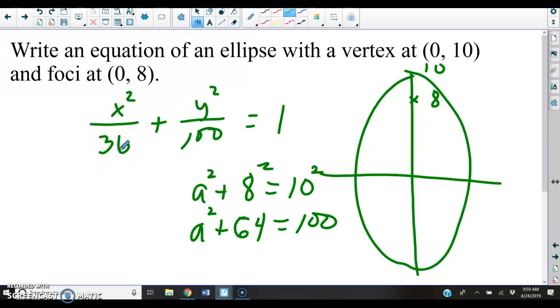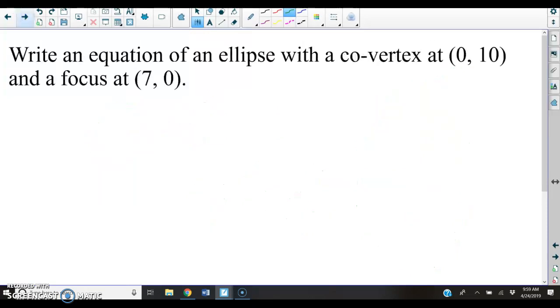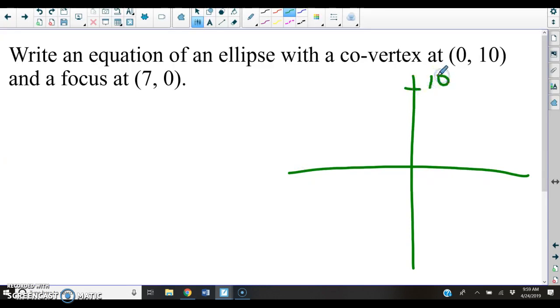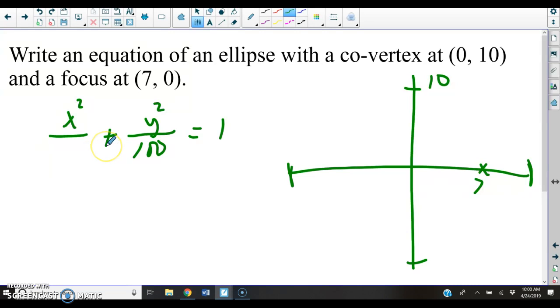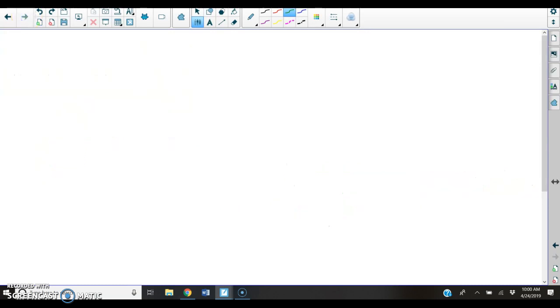I messed up. Okay. Here you got a covertex and a focus. Okay, so this time your covertex is up here at 10, your focus is at 7, so your vertex is going to be beyond that. So we know it's going to be y squared over 100. X squared has to be over, well, that's the longest one. So a squared is going to be 10 squared plus 7 squared. 149, not a common number for your work. And hey, I made it.